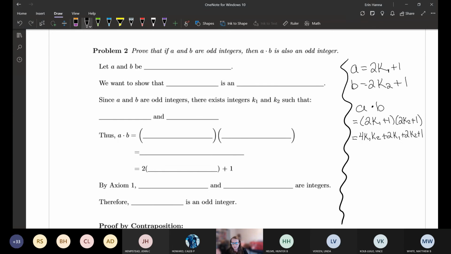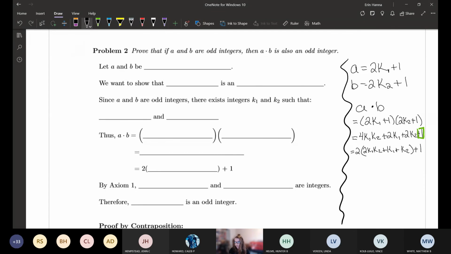Now we want to show that that's odd. Odd always needs a plus 1 at the back. Well, hey, we've got a plus 1 at the back, so let's not touch it. Can we somehow create the rest of it to look as 2 times something and then leave that plus 1 alone? Well, everything in front of that plus 1 is divisible by 2, so we could pull that 2 out, which would leave us with 2 times (2k sub 1 k sub 2 plus k sub 1 plus k sub 2).